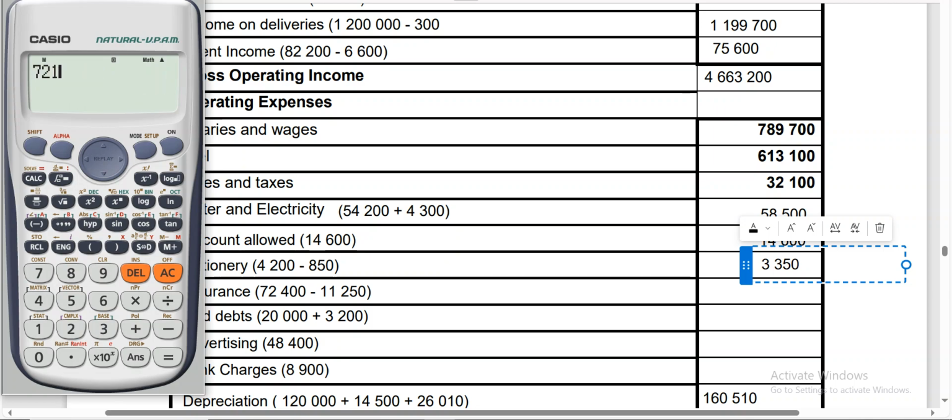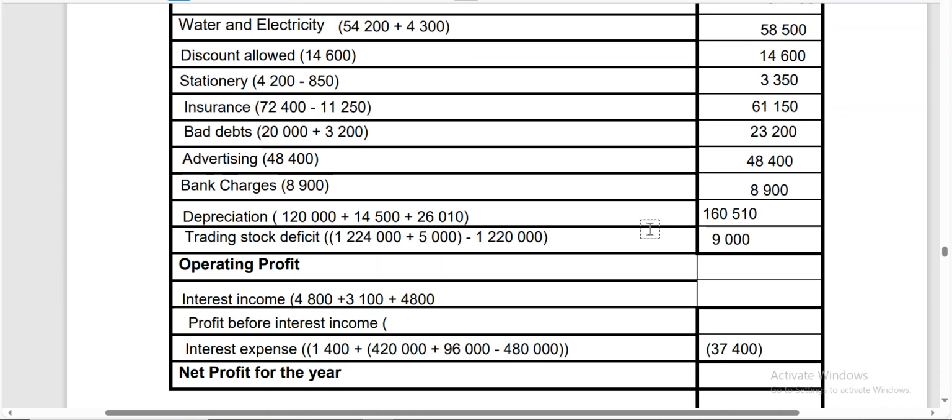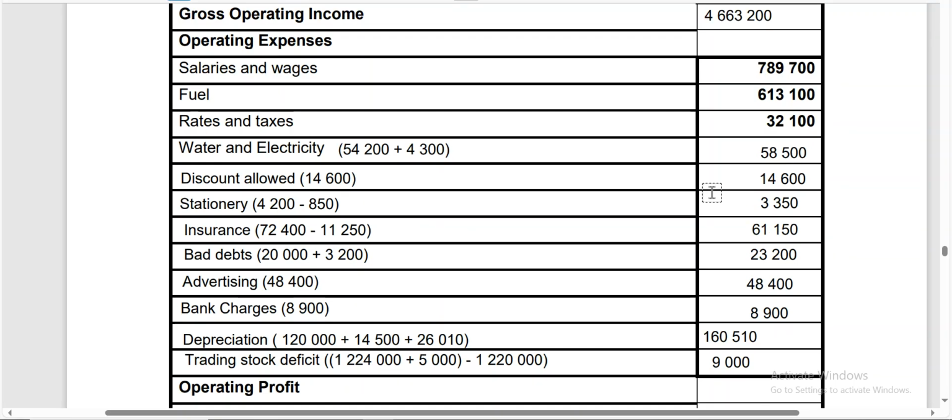And then 72,400 minus 11,250, it is giving us 61,150. And then 20,000 plus 3.2 is going to be 23,200. And then advertising will remain as 48,400, and then bank charges will remain as 8,900 because nothing changed. And then from now, all we have to do to get this correct, we need to add all our operating expenses.